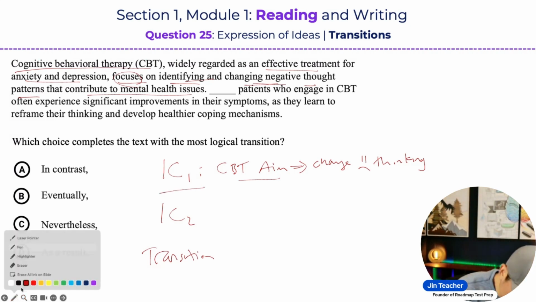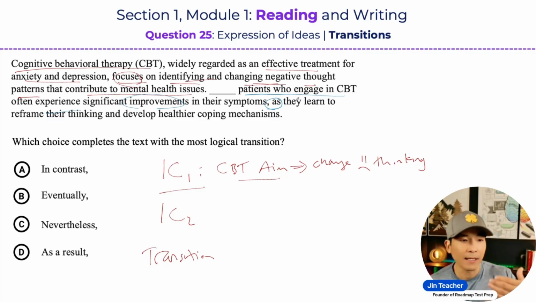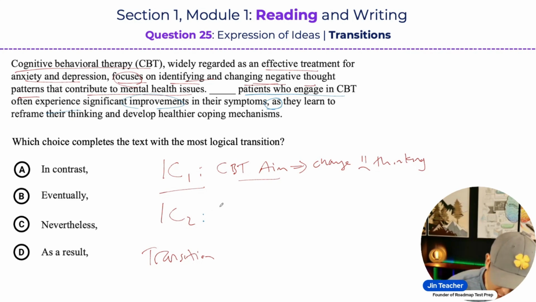Reading the second sentence, it says, patients who engage in CBT often experience significant improvements in their symptoms. That's our independent clause. And then it gives us the reason why they experience improvements in their symptoms: because they learned to reframe their thinking and develop healthier coping mechanisms. So what do we have to understand about this? We first start with our independent clause. What does it say? It says that people who do CBT feel better. They get better.